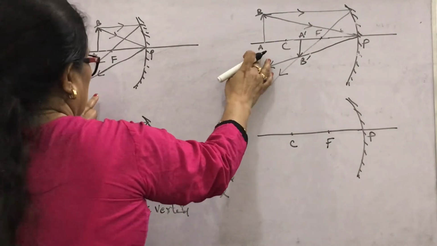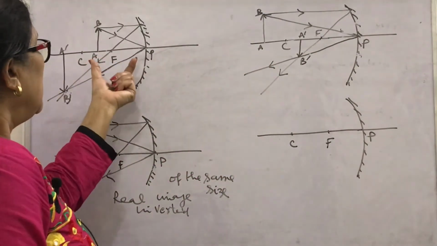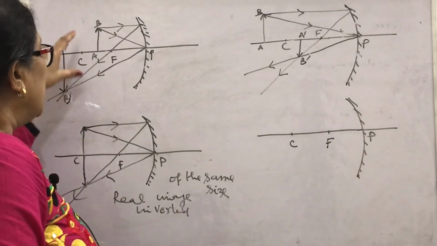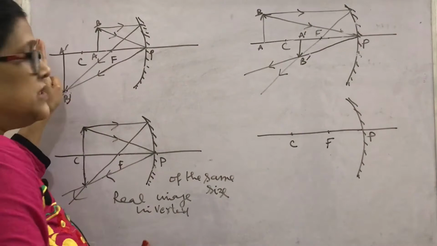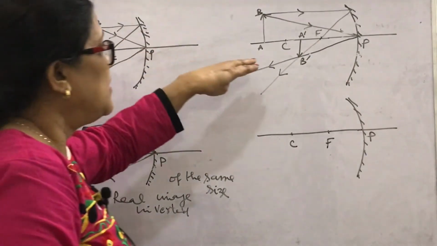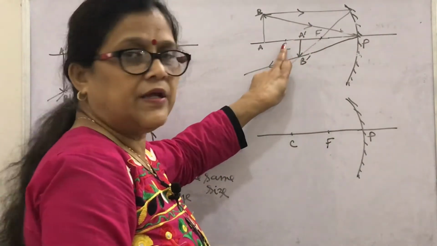These two are said to be conjugate positions. How? Look, the object is in between F and C, the image is beyond C. It's the reverse: the object is beyond C, the image is in between F and C.